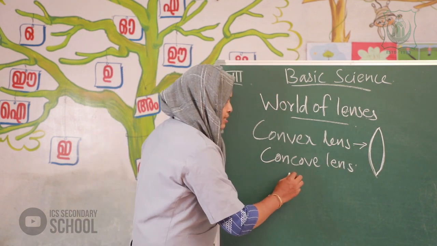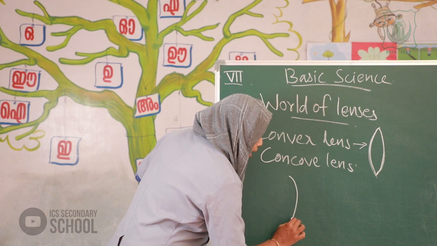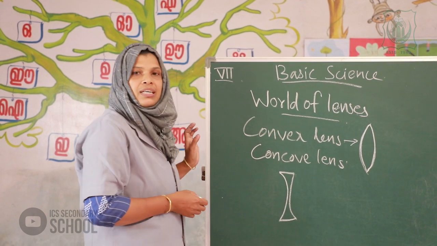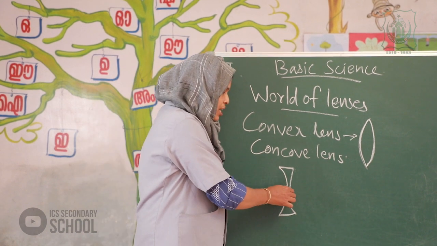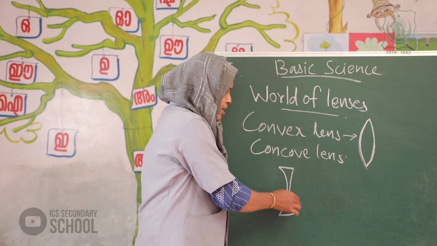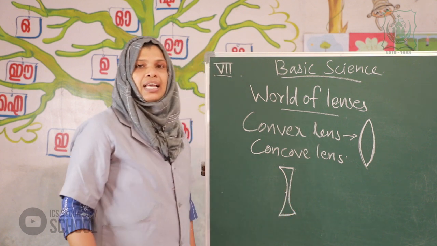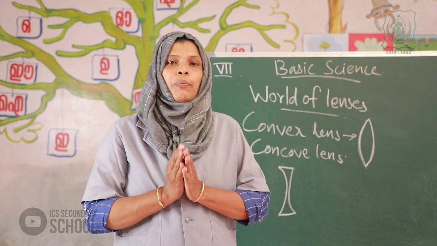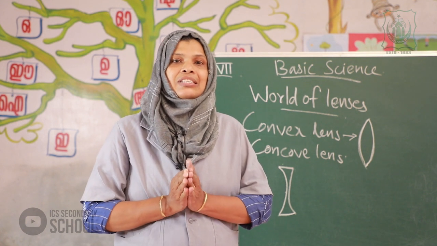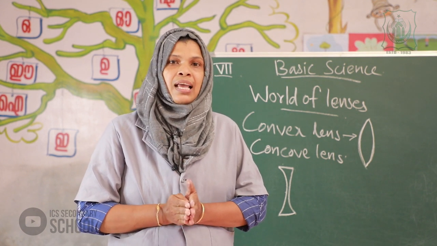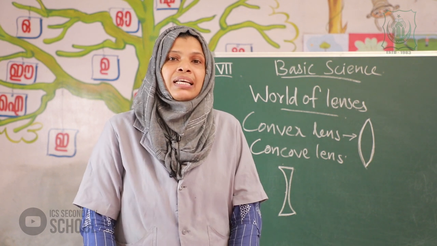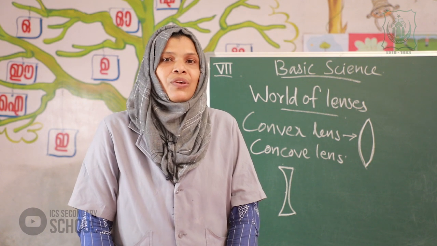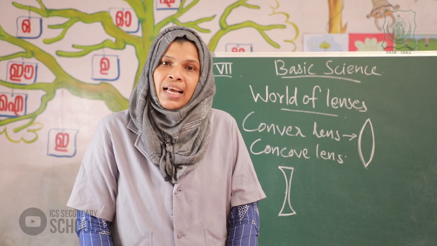Next, concave lens. A lens with a thin central portion and thick edges is called a concave lens. So a lens with a thick central portion and thin edges is called a convex lens, and a lens with a thin central portion and thick edges is known as a concave lens.